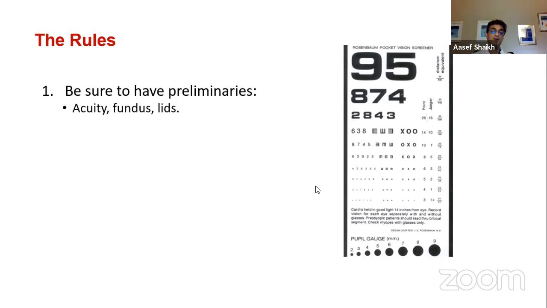And of course, last but not least, we have to make sure that the lids can stay open. If they cannot keep their lids open, it is very difficult to examine their eye movements, of course, right? And I typically keep this type of card with us, the Rosenbaum Pocket Vision Screener. You can use any kind of vision screener just to be sure that patients have good visual acuity.